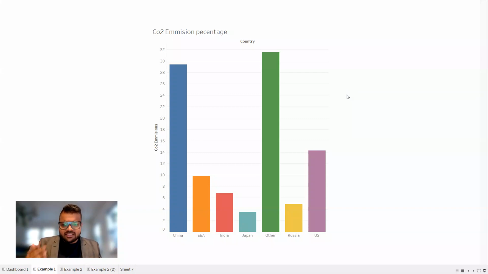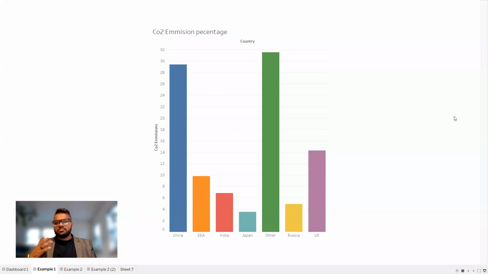So I can decipher that information where I can see China is about 29.40 in terms of percentage points. The next one, I think, if you just look at the size and let the others part go, is US with 14.30. And then the EEA demarcation is at about 9.8. India is at about 6.8, and then Russia 4.9, and Japan at 3.5.